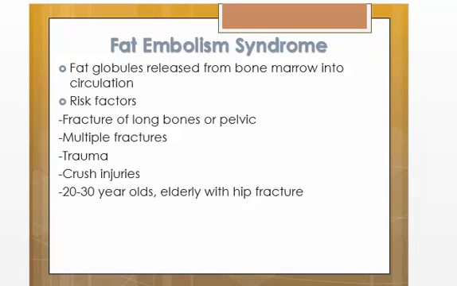The problem with this is that the fat globules may occlude small vessels that supply the lungs, brain, kidneys, and other organs. Risks for fat embolism syndrome include individuals with fractures of the long bone or pelvis and hip fractures. Also, those with multiple fractures, trauma, or crushing injuries are at risk. It is more common in 20 to 30-year-olds and elderly with hip fractures.